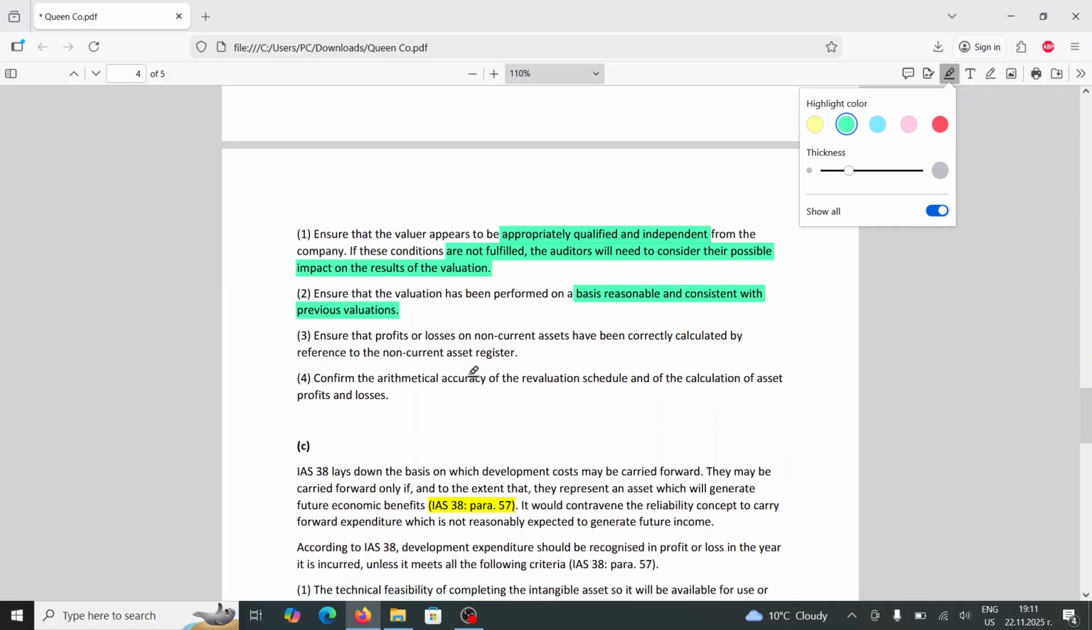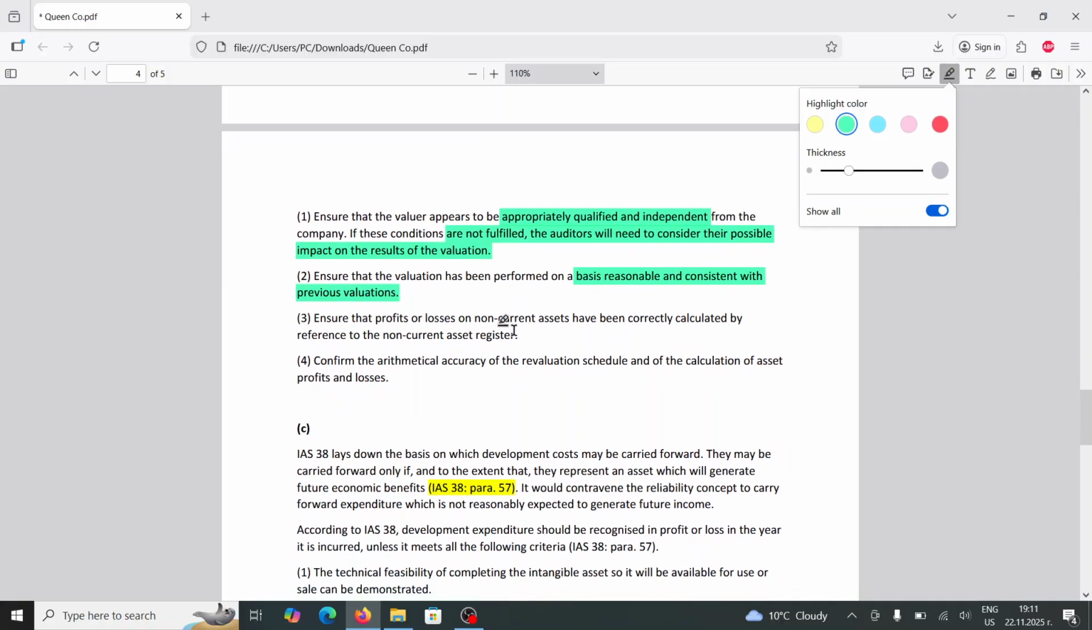Ensure that the profits or losses on non-current assets have been correctly calculated by reference to the non-current assets register. Confirm the arithmetical accuracy of the revaluation schedule, the calculation of asset profit and losses. Basically, the revaluation should match what was written in the revaluation surplus or what was written in the income statement.